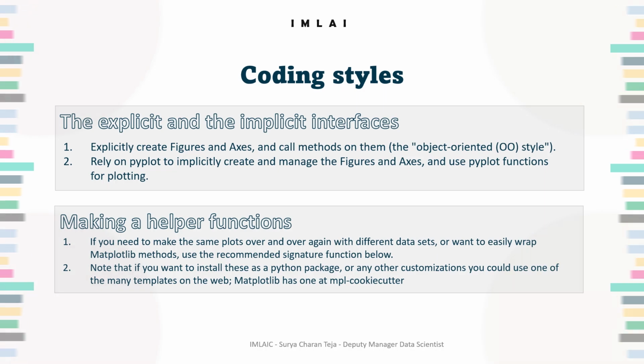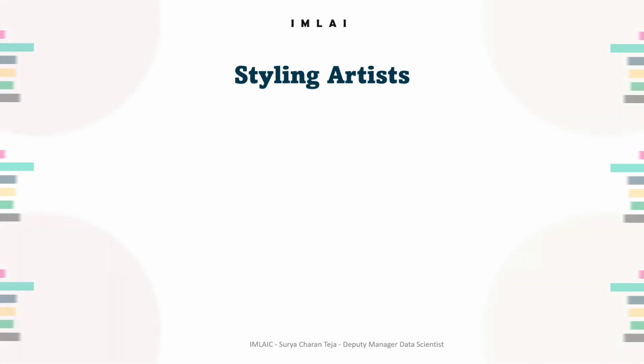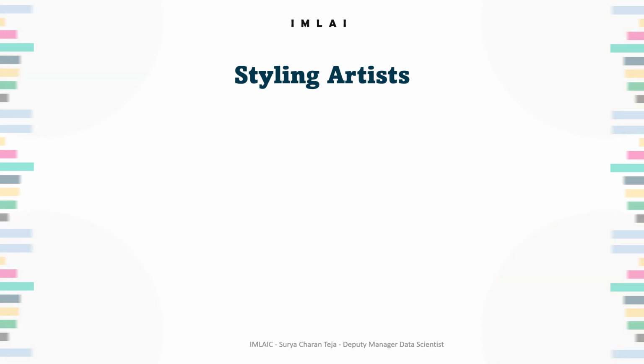Okay, after coding styles, we'll be looking into the most important, and most of you may like this very much: styling artists. So most plotting methods have styling options for the artists, accessible either when a plotting method is called or from a setter on the artist.